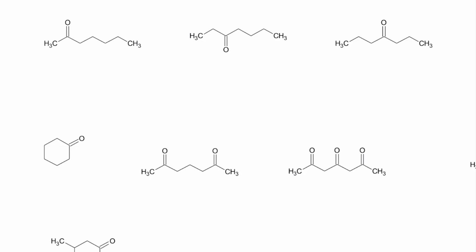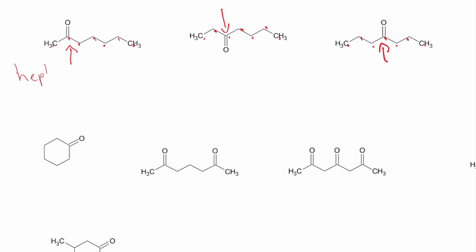So I've got an example here, a series of examples where I have 1, 2, 3, 4, 5, 6, 7 carbons. And you can see that in the 2 position here is the ketone, in the 3 position here is the ketone, and in the 4 position here is the ketone. So it's really important to indicate where they are.